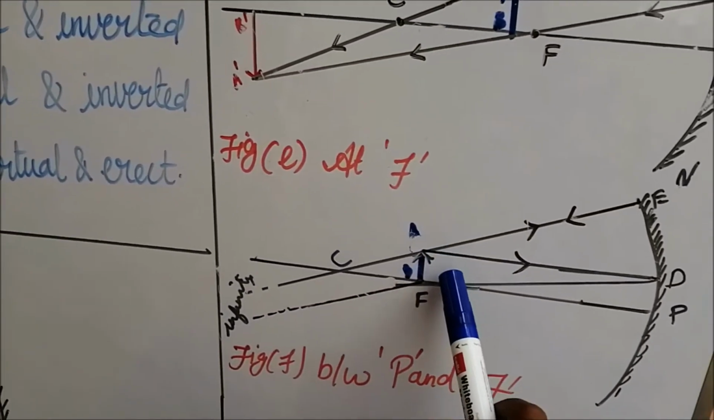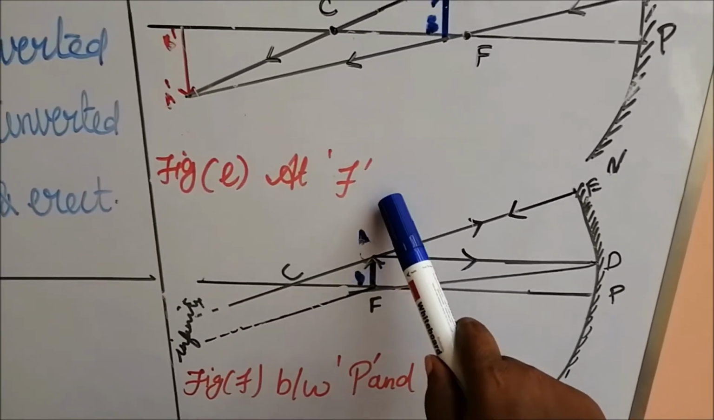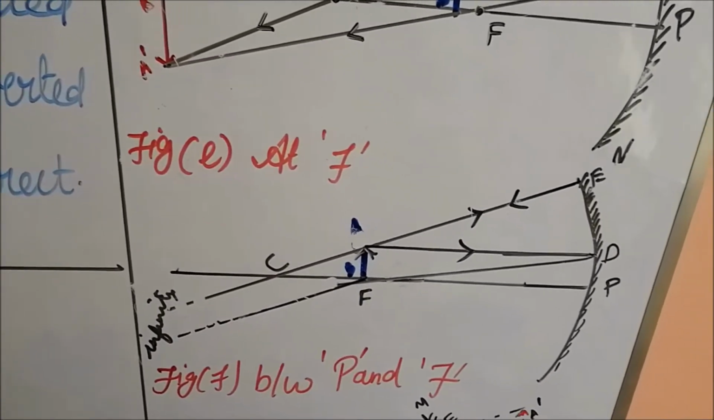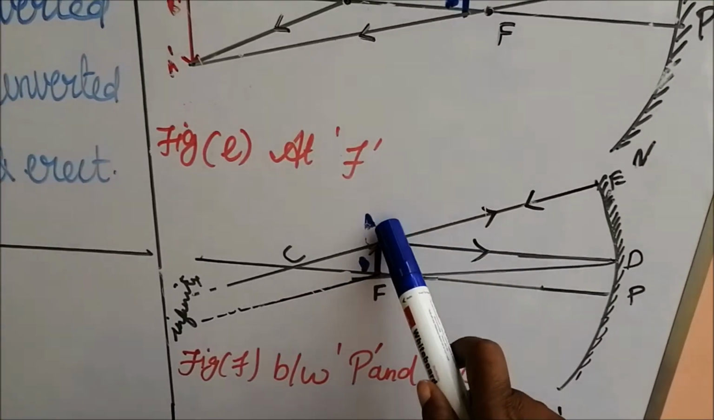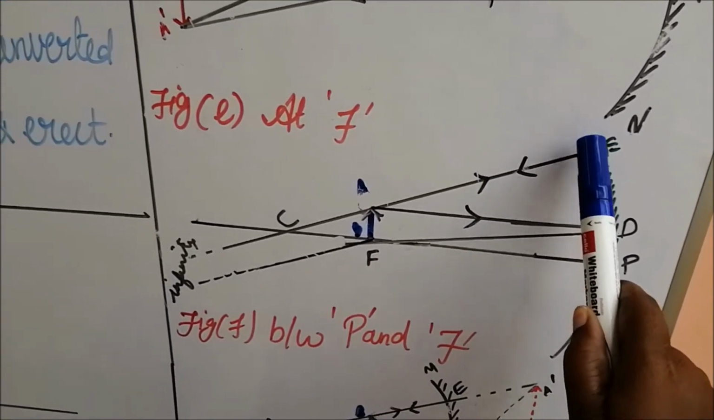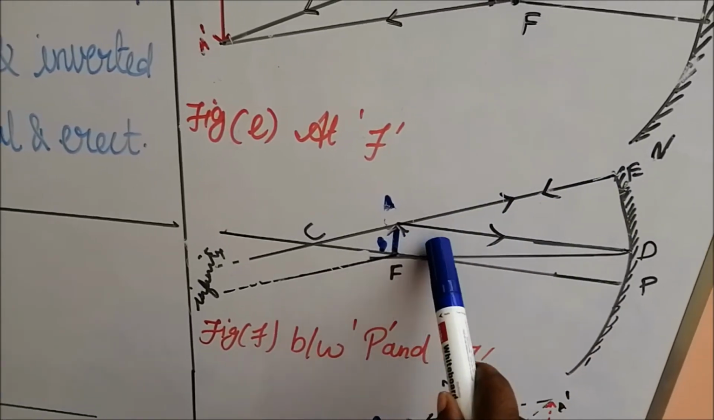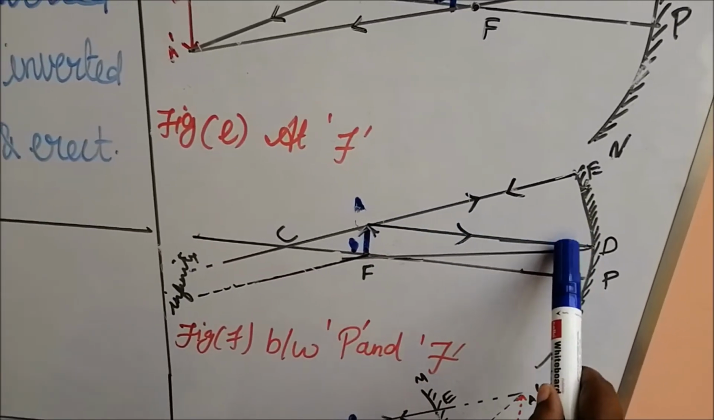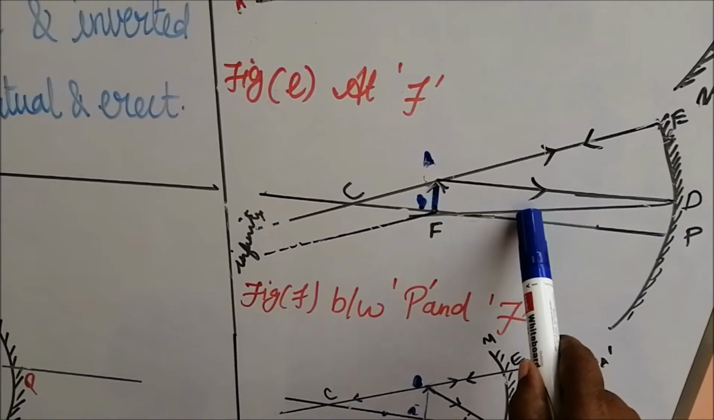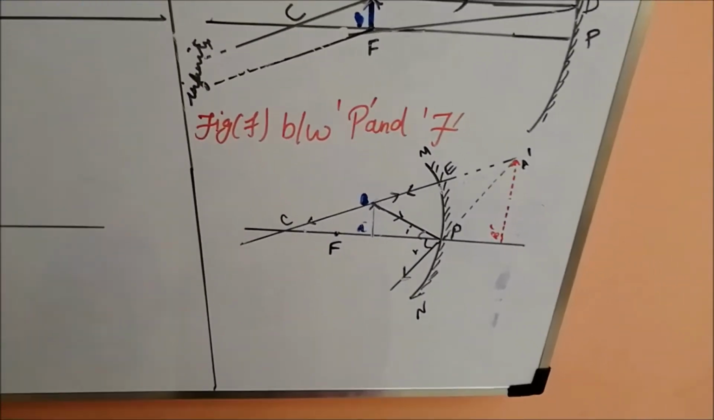Figure E represents when the object is at F. If the object is placed at F, that is at principal focus, we will have the image at infinity. So these are the rays from the object falling on the mirror, and this ray is getting reflected through the same path, and this ray which comes from the object and falls on the mirror is getting reflected through this path, and we will have an image at infinity.